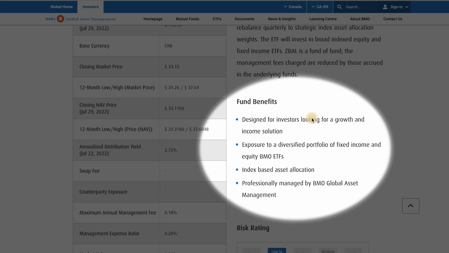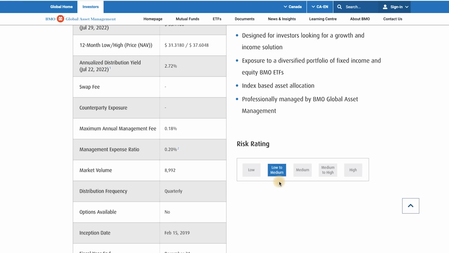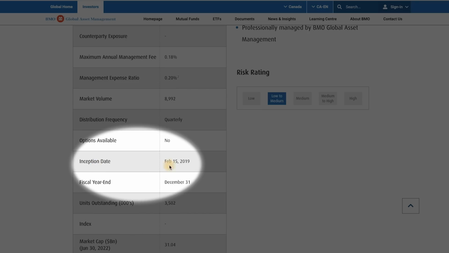Moreover, with such a high proportion of bonds in this ETF, this investor is also looking for much less volatility in their portfolio, as well as consistent income from the interest earned on those bonds. As you can see here, its risk rating is low to medium. So as an example, this investor could be someone who has a moderate to low risk tolerance and or someone who is approaching retirement age or is currently retired. So just taking a look at things, it has the same MER, 0.2%. Its inception date was February 15th, 2019 as well.